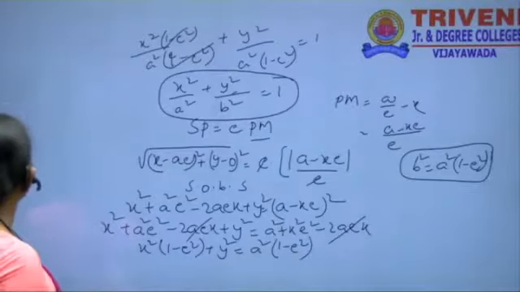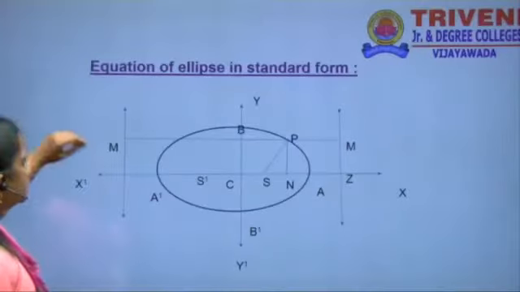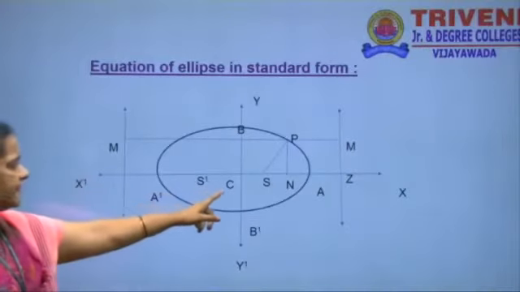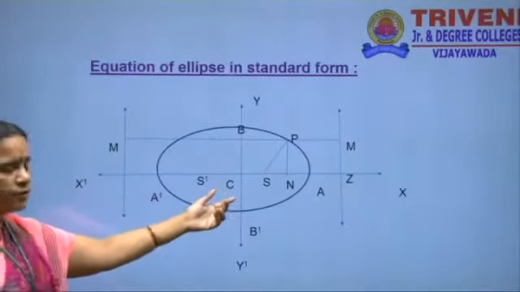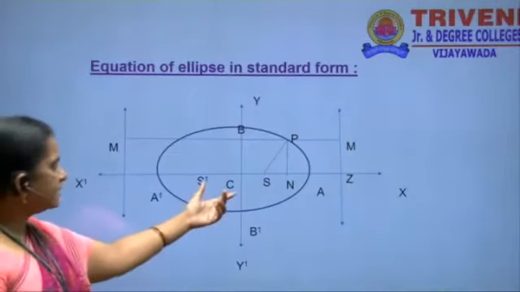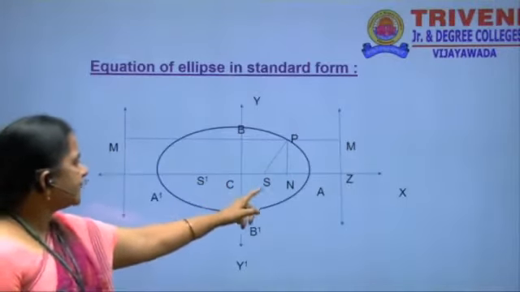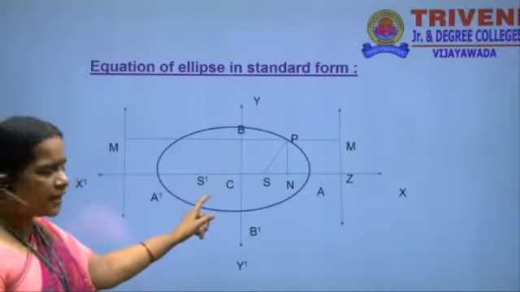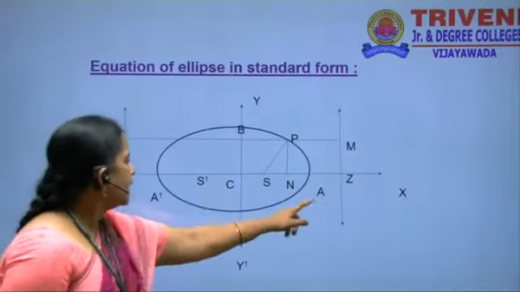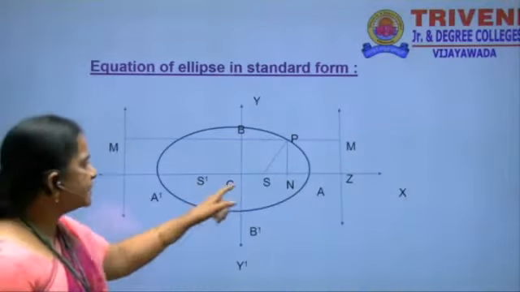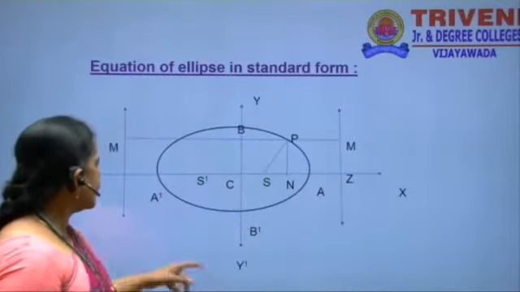Okay, and then the equation. C is the center. Again we have to recall the theorem once again. Here C is the center, S and S dash are the foci, A and A dash are the vertices. This is the directrix. Okay.